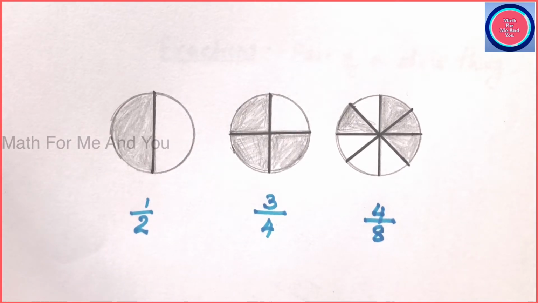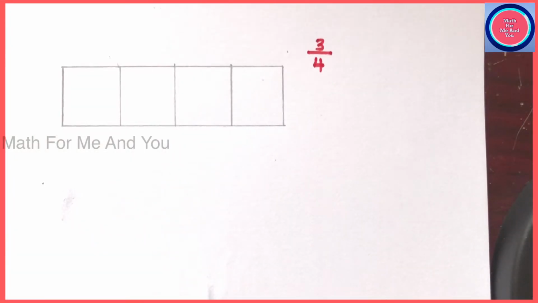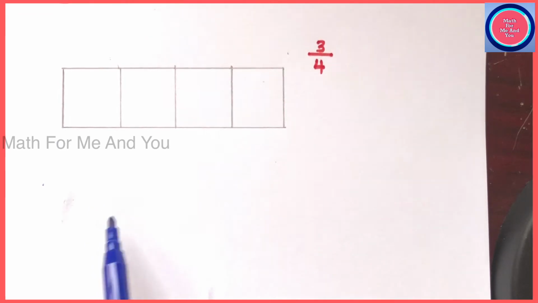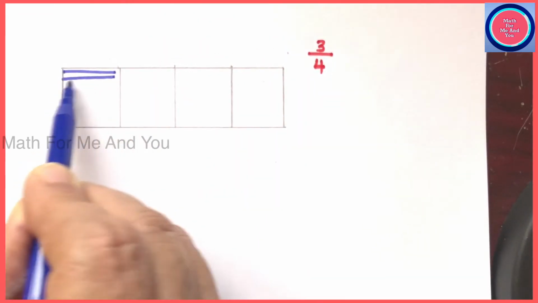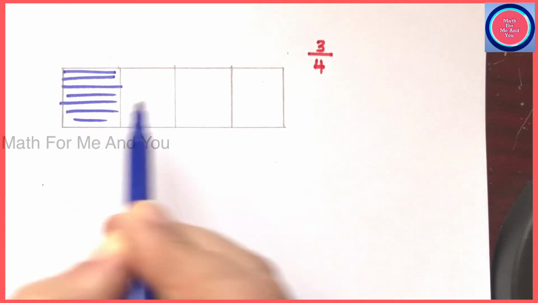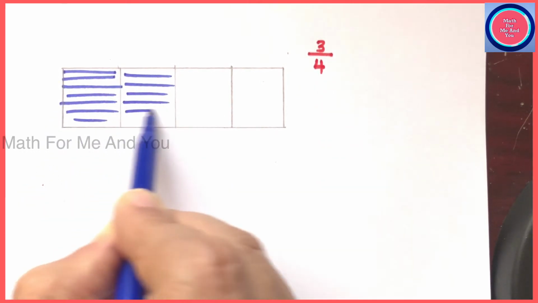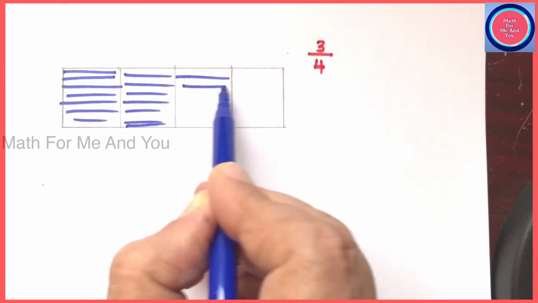Now you can see a part number 3/4. Can you use this picture to show this 3/4? What is the meaning of the down number 4? That means 4 equal parts. And what is 3? The up number means color or select 3 parts from here. You can select any 3 parts. See, I am selecting 3 parts.